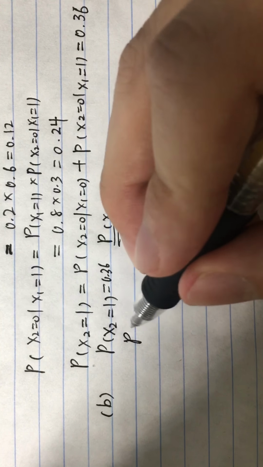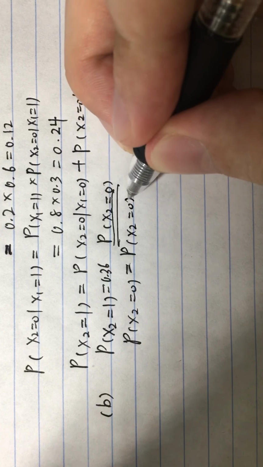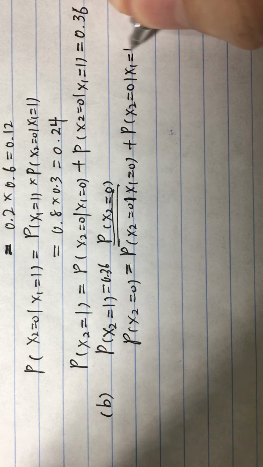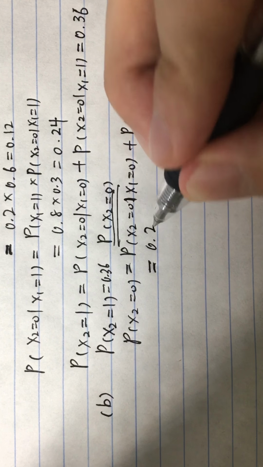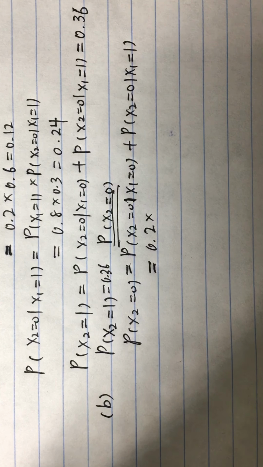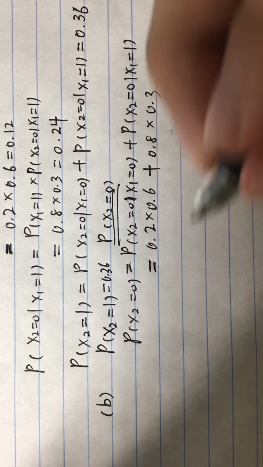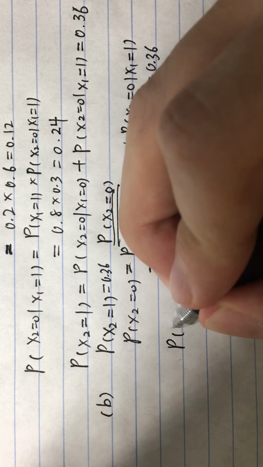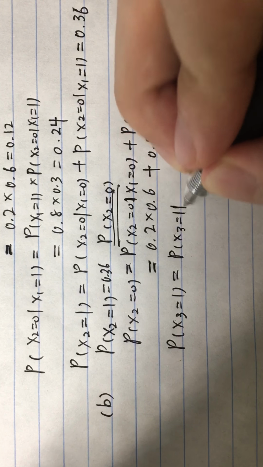So this one, x2 equals 0, equals the probability x2 equals 0 when x1 equals 0 plus x2 equals 0 when x1 equals 1, which equals 0.2 multiplied by 0.6 plus 0.8 multiplied by 0.3, and this equals 0.36.